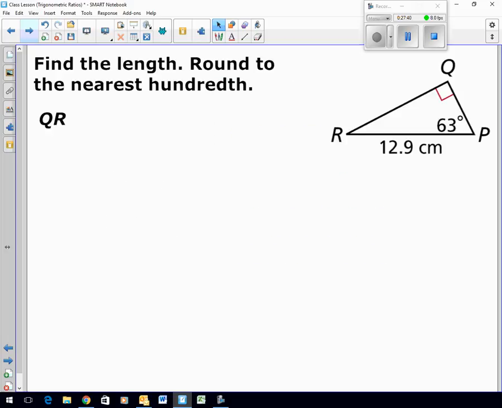QR. Find the length of QR, round to the nearest hundredth. I will model a second problem for you. Let's see how well you follow along with me. The hypotenuse is 12.9. First thing I do is identify the hypotenuse, correct? 12.9. Okay? After I've gotten my hypotenuse, I want to then identify a theta that I should use.